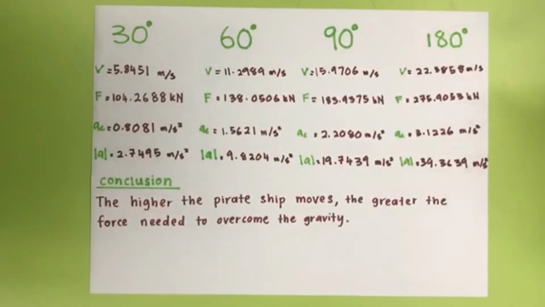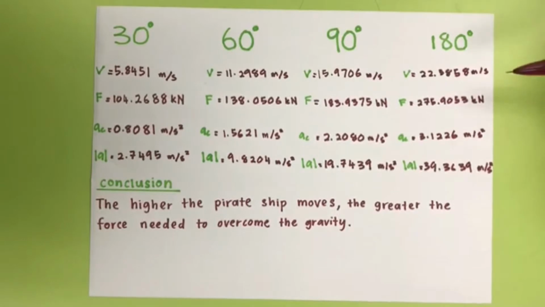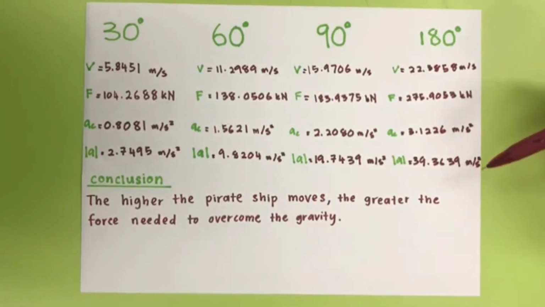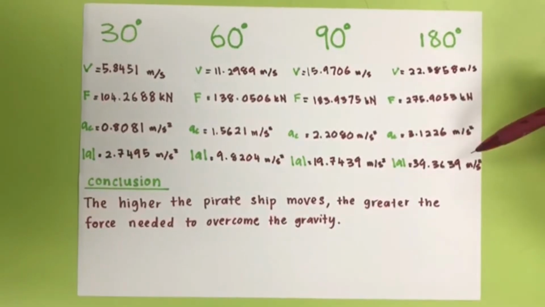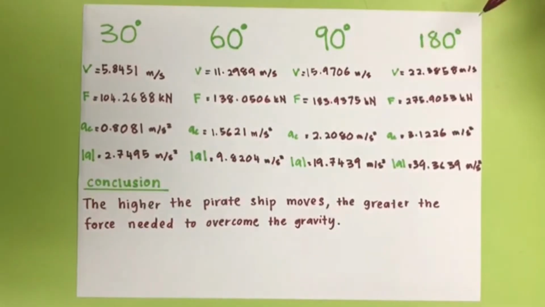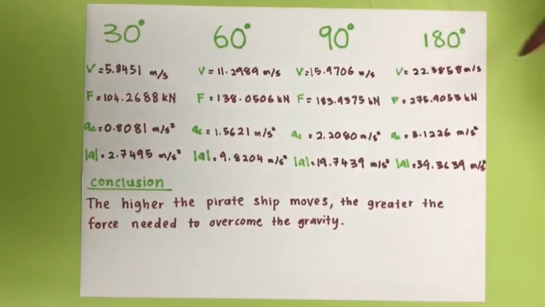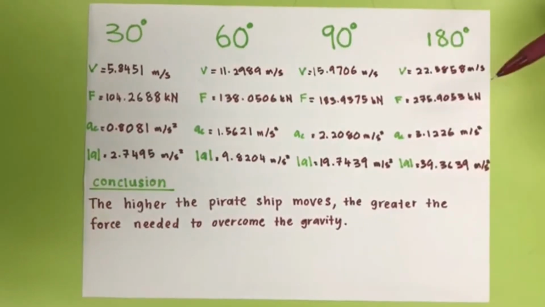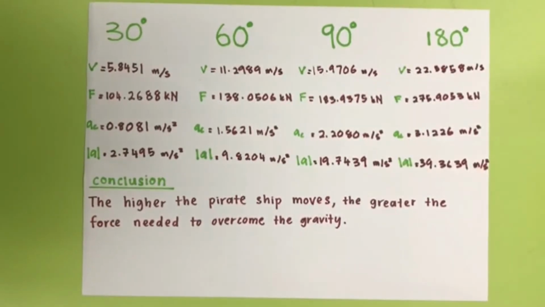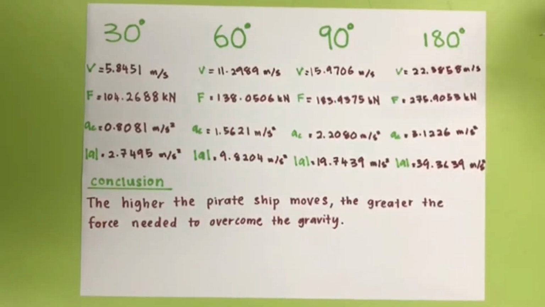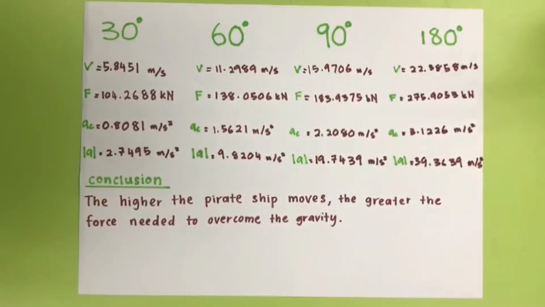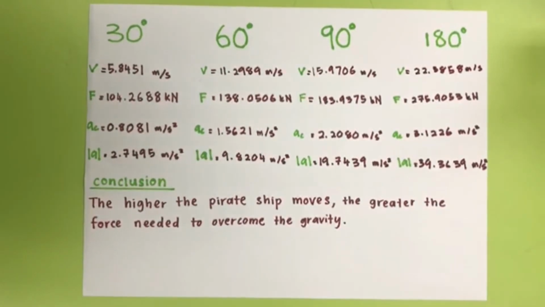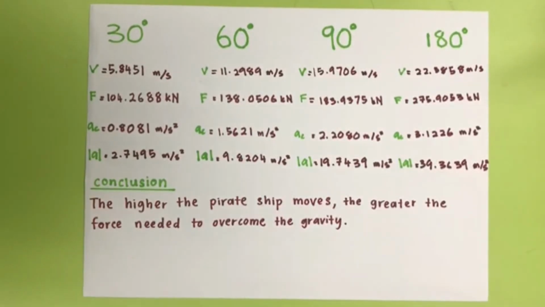Okay. So now we have compiled the velocity, force, constant acceleration, and also the magnitude of acceleration for 30, 60, 90 and 180 degrees. As you can see, all of them increase as the angle increases. So in conclusion, we can say that as the pirate ship moves higher, we need a greater force to overcome gravity.